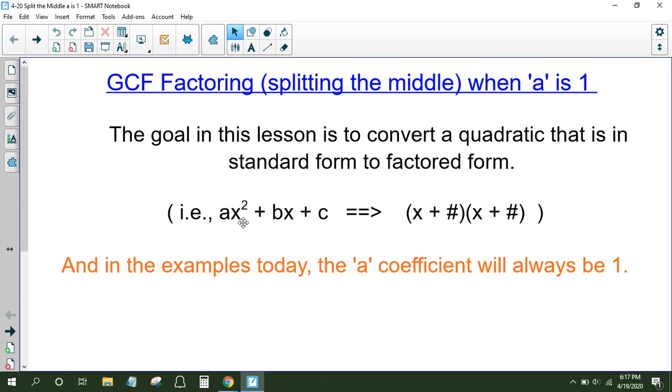So here's our standard form again, ax squared plus bx plus c. And we want to transform it to factored form where we have x plus some number times x plus some number. And again, in these examples today, the a coefficient is always going to be 1.